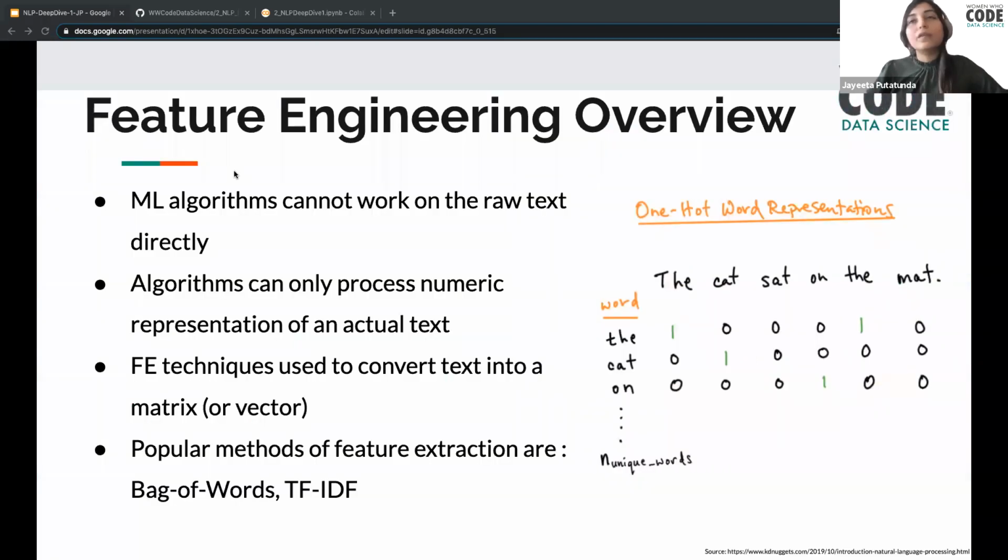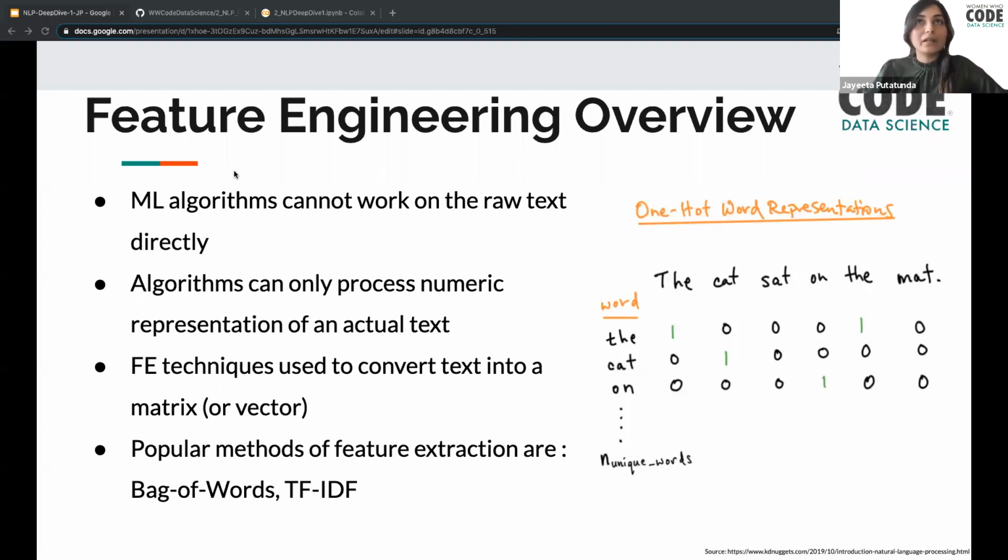So let's go over it a little bit. Why do we need feature engineering? Basically, ML algorithms cannot work on raw text data. We humans can understand raw text, but what they can understand is only a numeric representation of the actual text. So how do you numerically represent a text? You vectorize it. And that's where the concept of matrix vectorization comes in.